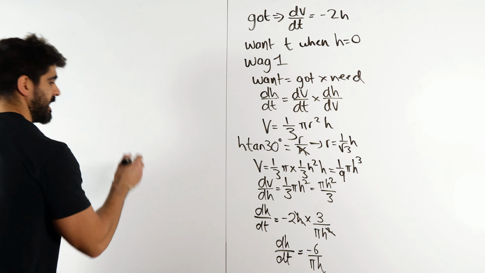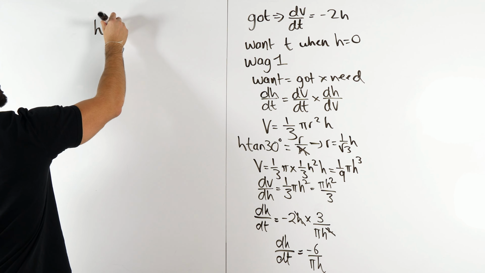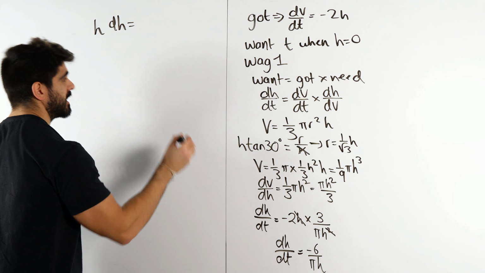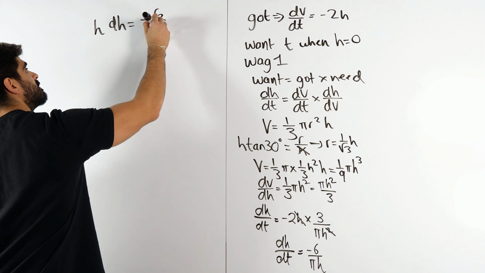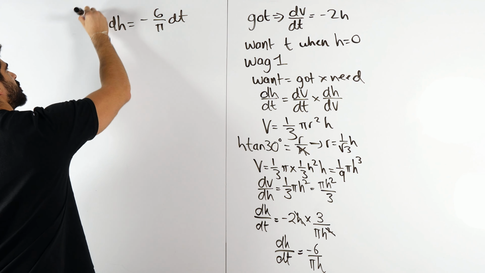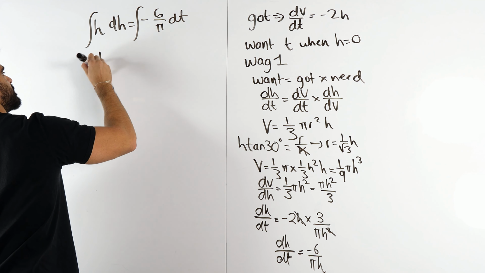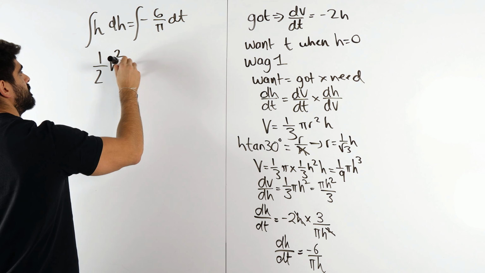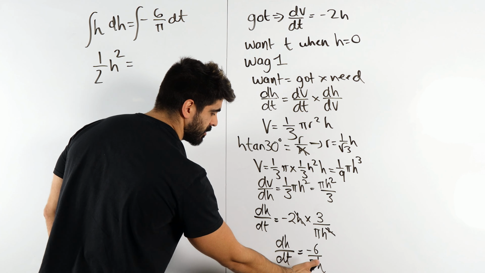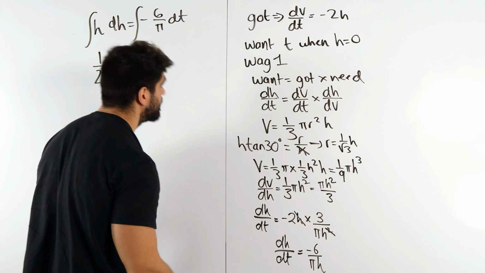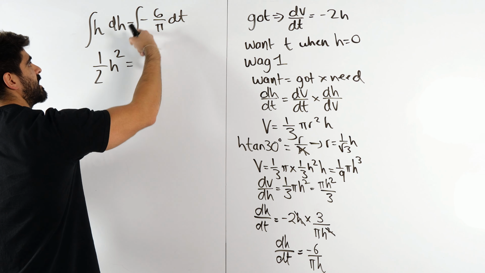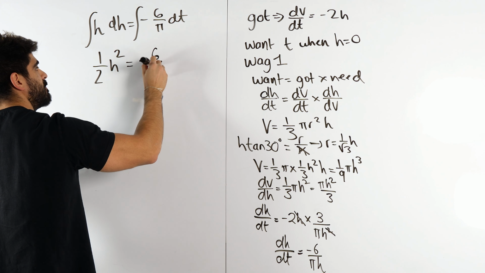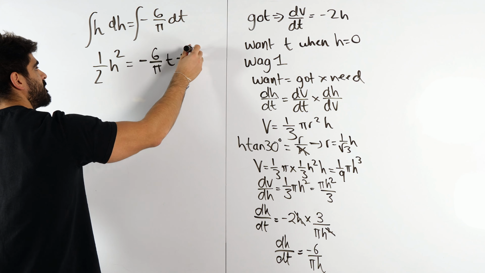So I'm going to get H dH is, times through by dt, minus 6 over pi dt. Integrate both sides. H becomes a half H squared. Wait, yeah. I'm bugging out right now. That first question did my head in. So we times through by that. Now this is just a number, right? It's like integrating minus 6, which becomes minus 6t. So this just becomes minus 6 over pi t. Then here we have to write plus c.